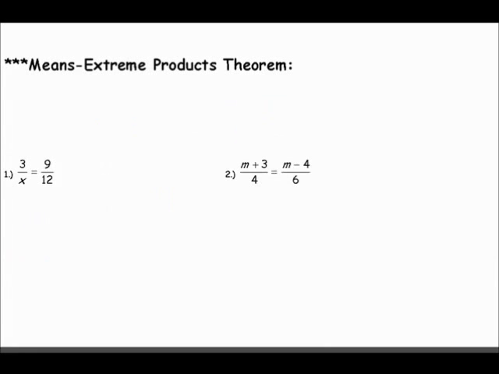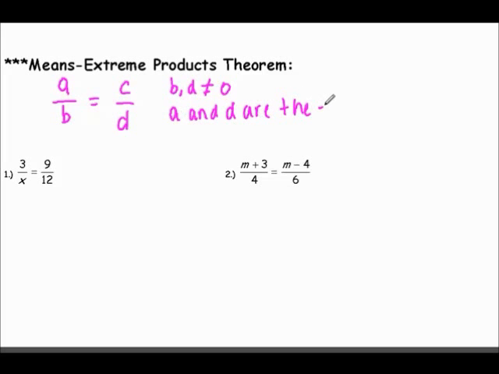The means extreme value theorem, or means extreme products theorem, tells us the following. We read the following as A is to B as C is to D. B and D cannot equal 0 because they are denominators of fractions. And we call A and D the extremes of the proportion, and B and C are the means.